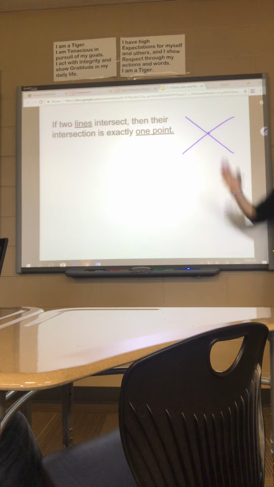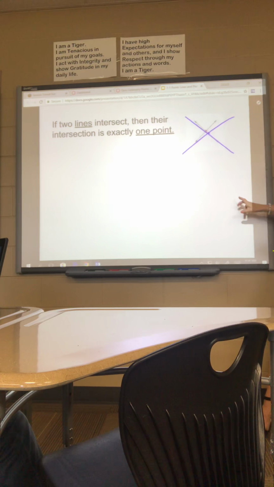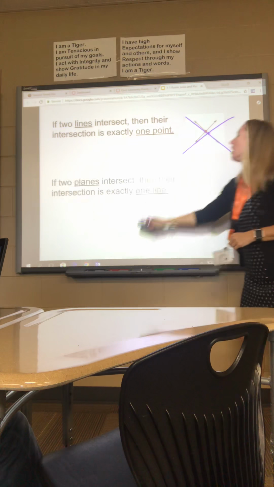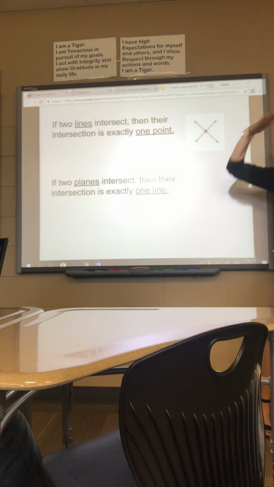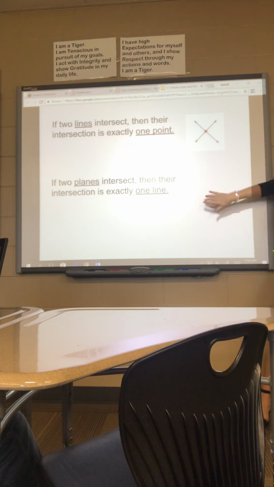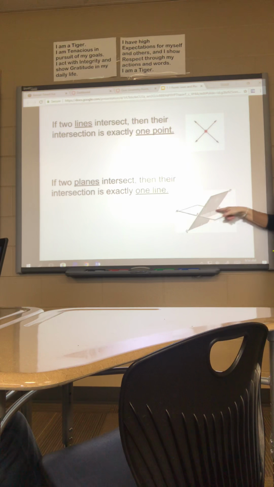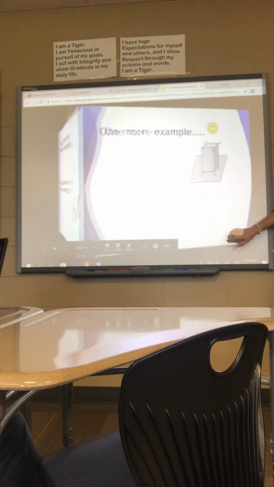One point. Lines are not going to curve around and cross again. So if two lines ever intersect, their intersection is a point. If two planes intersect, you got a plane here and a plane here and they intersect, their intersection is always a line. So if two lines intersect, a point. If two planes intersect, one line.